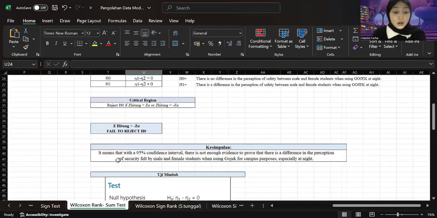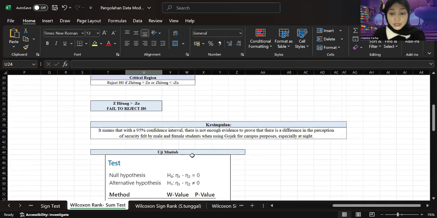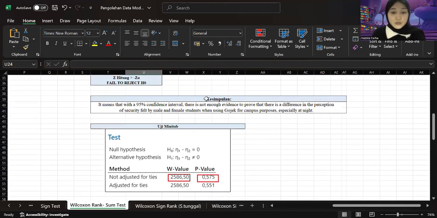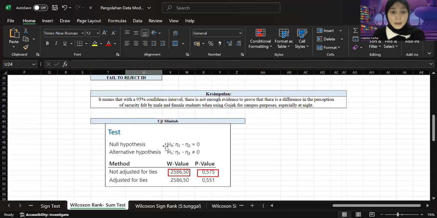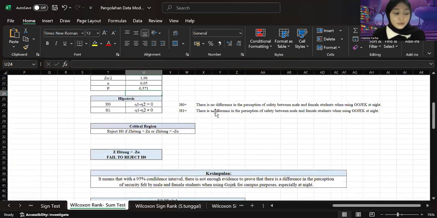It means that with a 95% confidence level, there is not enough evidence to prove that there is a difference in the perception of security felt by male and female students when using Gojek for campus purposes, especially at night. After that, we can use Minitab or SPSS also to check whether there is a difference between the value that we got from the application and from Excel. And we got the same value from the application and Excel.